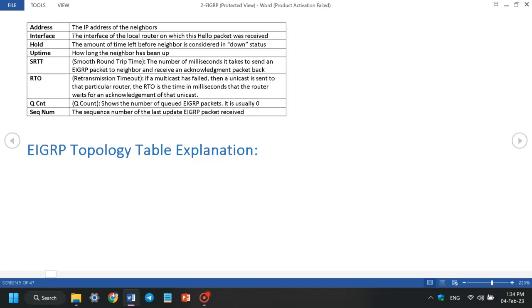Address: the IP address of the neighbor is mentioned here. Interface: the interface of the local router on which this hello packet was received. Hold: the amount of time left before the neighbor is considered down. Uptime: how long the neighbor has been up. SRTT stands for smooth round trip time, the number of milliseconds it takes to send an EIGRP packet to a neighbor and receive an acknowledgement packet back.